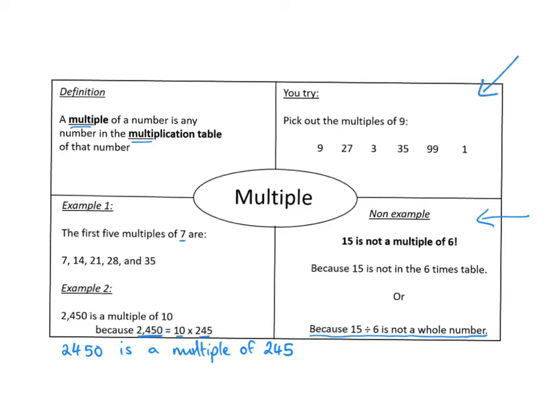Now you quickly try this, pause the video and decide which numbers in that list are multiples of 9. Okay, so you should have 9, 27 and 99. And remember the difference between multiples and factors. 9 would still be a factor, 1 would be a factor, 3 would be a factor. Factors are what goes into 9, what fits into 9. Multiples are what comes out of the 9 times table.